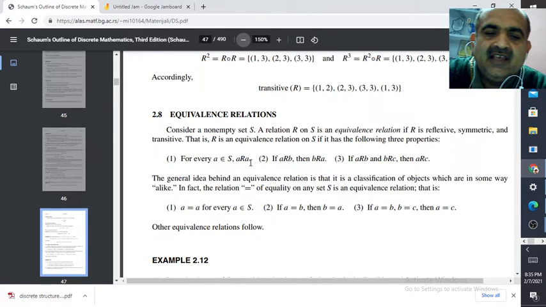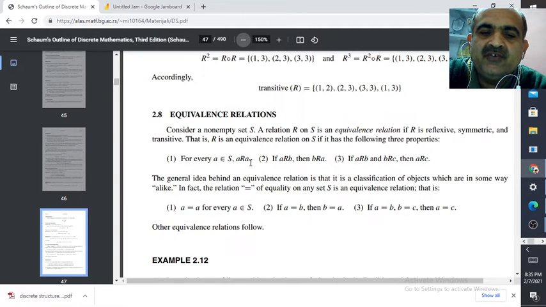Second, we have to check whether the relation is symmetric or not. If a R b, then b R a. What does it mean? It means that if an ordered pair (a,b) exists, then (b,a) should also be in the relation. For instance, if an ordered pair (1,2) exists, then (2,1) should also be there.